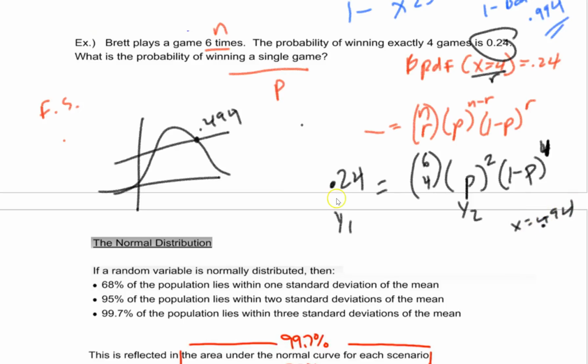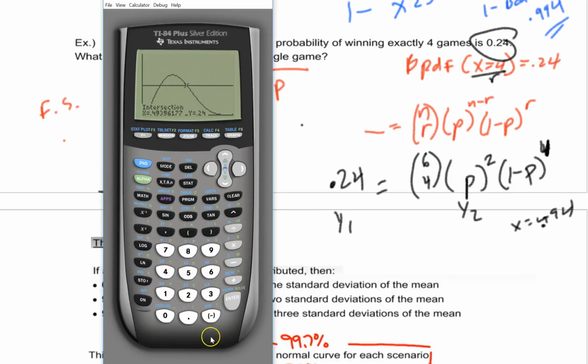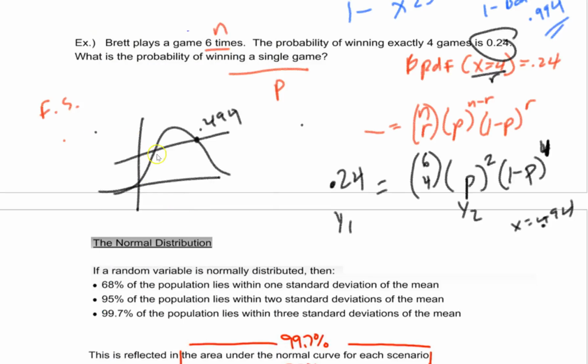About a 50% chance. And then we do the same with the other side. Second calculator, intersect, move on closer to the second one, hit enter a couple of times, and you get 1.195. So that's where the other one's at. Those are my two answers for P. About 20% chance and about 50% chance of winning a single game.